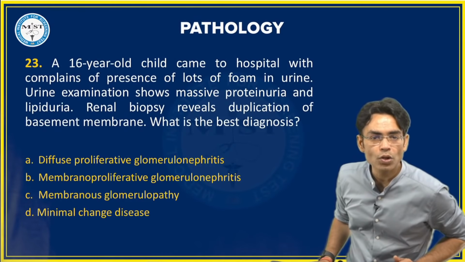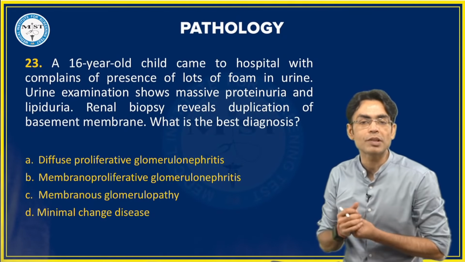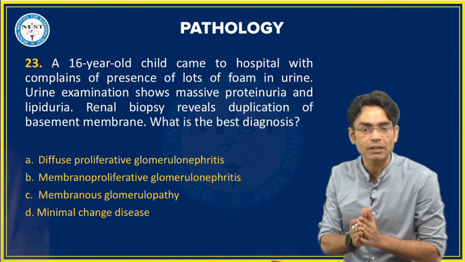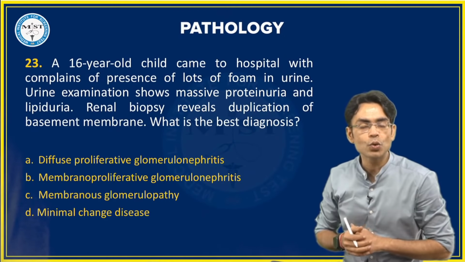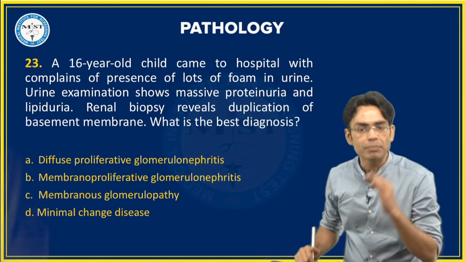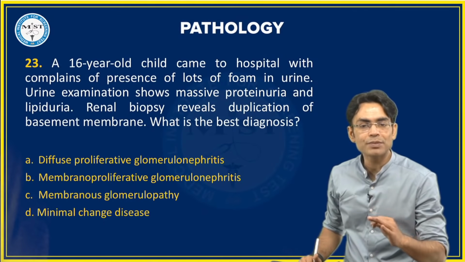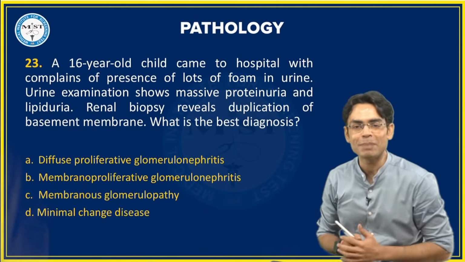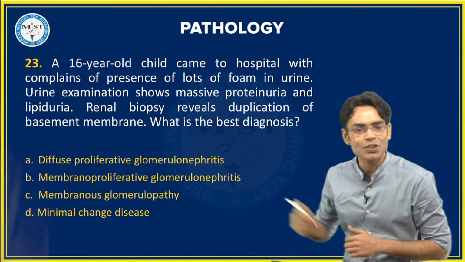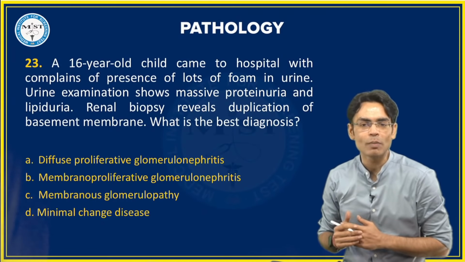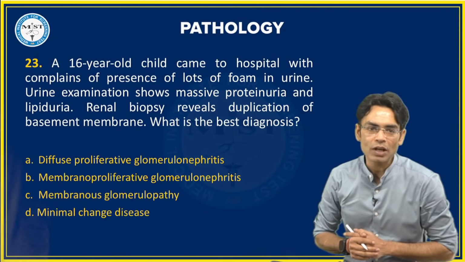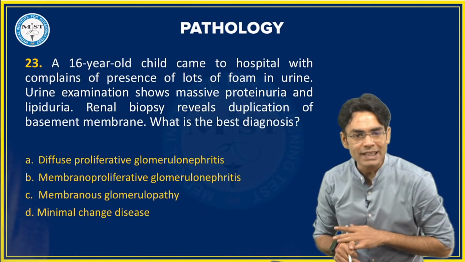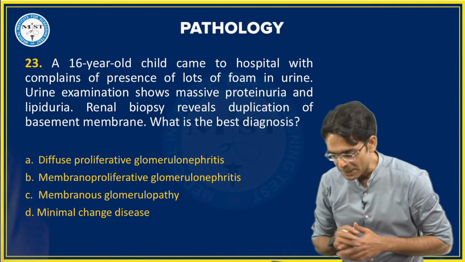A 16-year-old child came to hospital with complaints of presence of lots of foam in the urine. That means proteinuria is happening. Urine examination shows massive proteinuria and lipiduria. Renal biopsy reveals duplication of the basement membrane. What is the best diagnosis? The options on your screens are diffuse proliferative glomerulonephritis, membranoproliferative glomerulonephritis, membranous glomerulopathy, and minimal change disease.